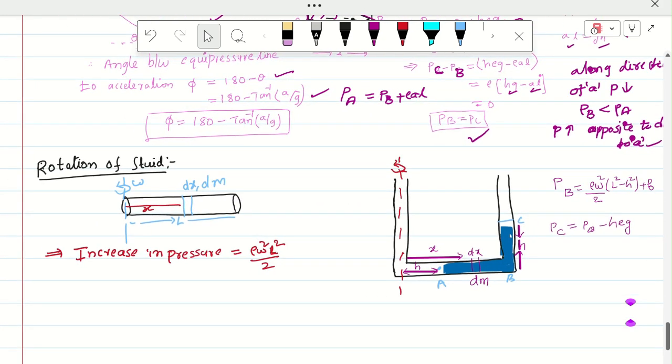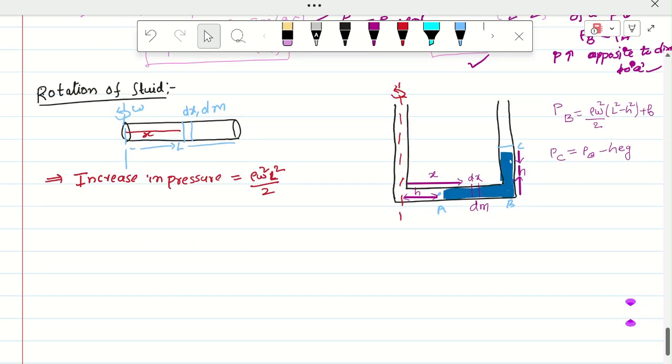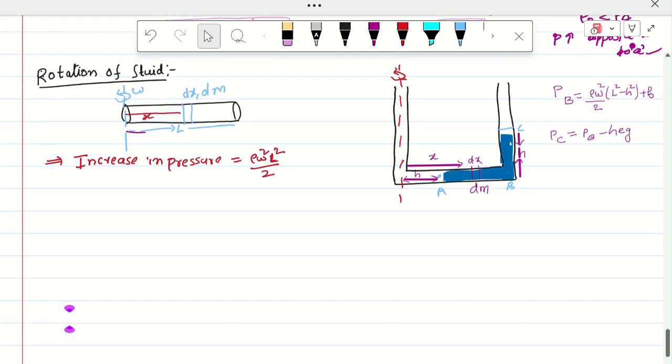So now, rotation of the fluid vessel. The vessel is rotating. So I will start with the simple one, that is the rotation of fluid in a cylindrical tube vessel of length L, and both the sides are closed. So one end of the tube is rotating with angular velocity omega. So here the pressure on this side, P2, will be more, and on this side the pressure P1 will be less, because the centripetal force is acting towards the axis, towards the center of the axis. So here the radius is x. Therefore I can say A equal to omega square into x.